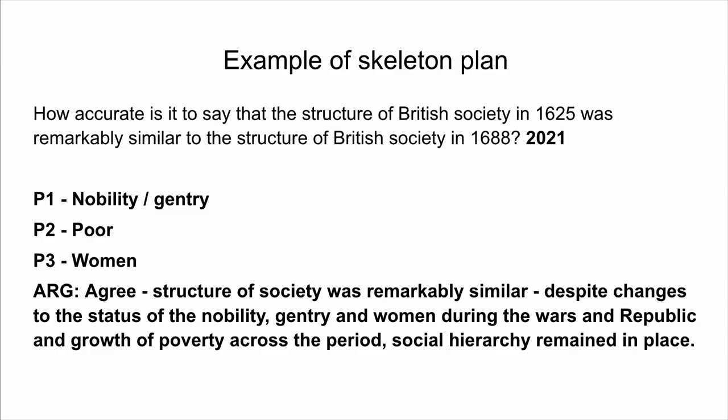And then an argument could be something like this. You agree with the question that it was remarkably similar. Despite changes to the status of the nobility, gentry and women during the wars and the Republic, and growth of poverty across the period, the social hierarchy remained in place. That's it. That's an example of a skeleton plan. You're not going into lots of detail with the evidence. You're not even doing analysis of each of the paragraphs. You're just setting out the paragraph headings and then the argument. Okay, and I'm going to explain why this is such a useful method for revision now.